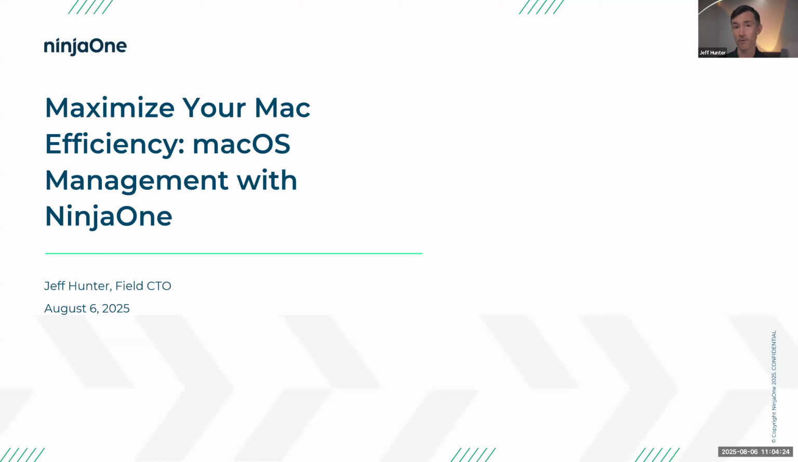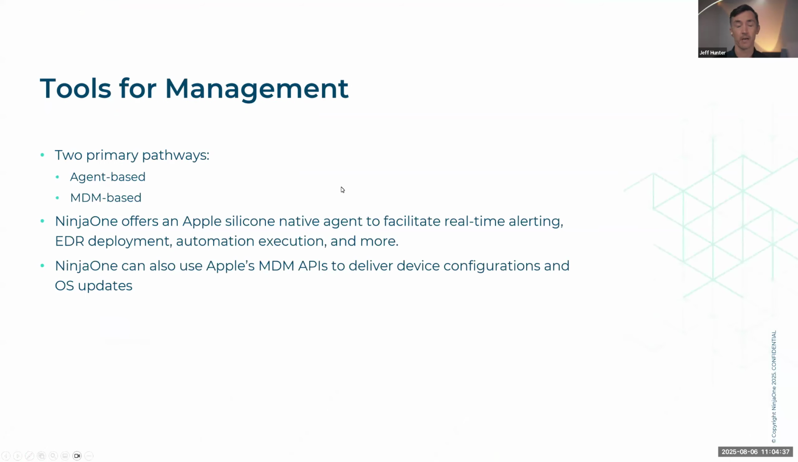And that is on top of our existing macOS agent. We've actually had the macOS agent for quite some time. It even predates me, believe it or not. And so I wanted to talk a little bit about what that means. When we talk about the NinjaOne agent, when we talk about mobile device management, what is that? And the simple answer is that they are two different pathways.